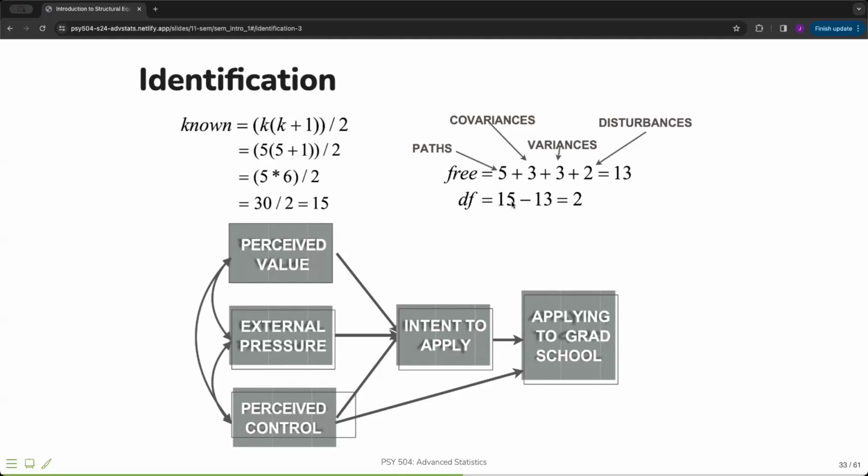So the degrees of freedom is the number of knowns minus the free parameters, which is 15 minus 13. So we have 2 degrees of freedom. So our model is identified. So we can proceed on and fit our model now.